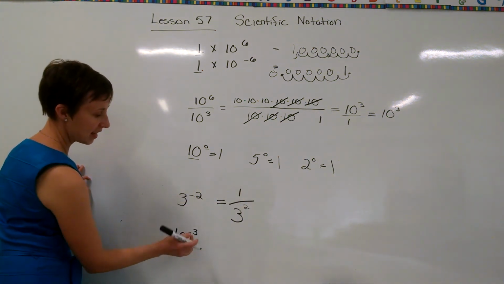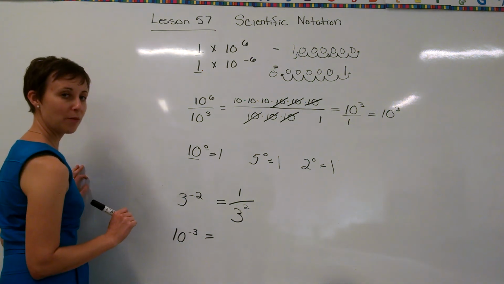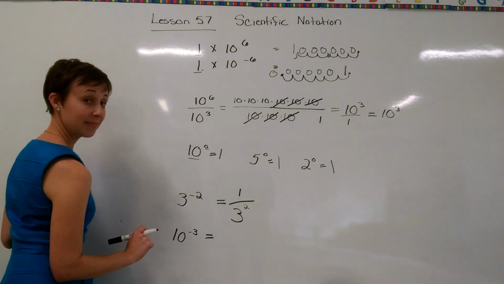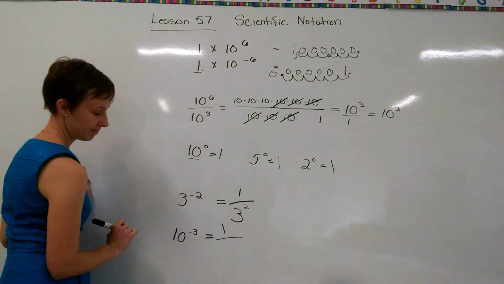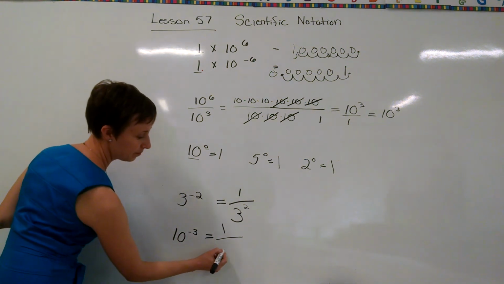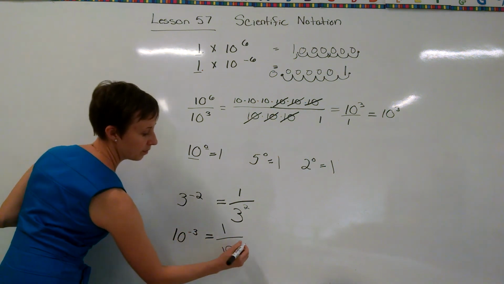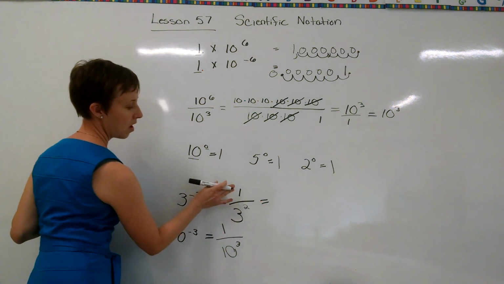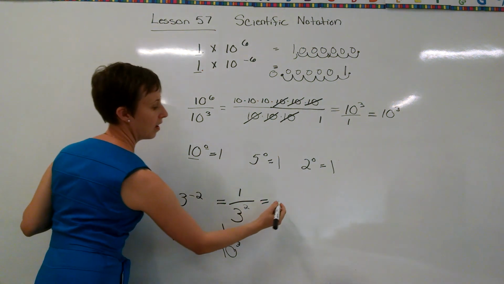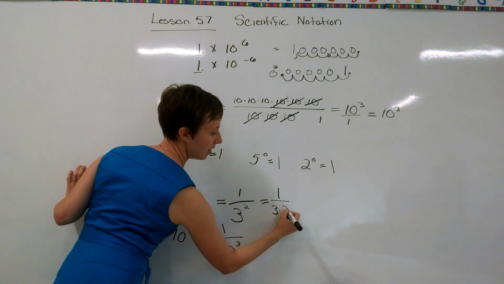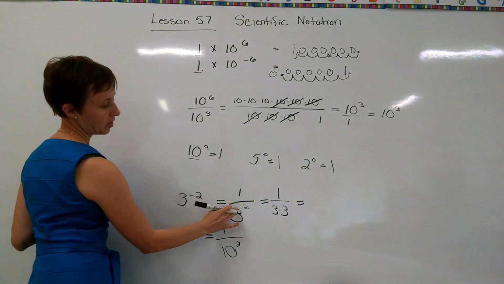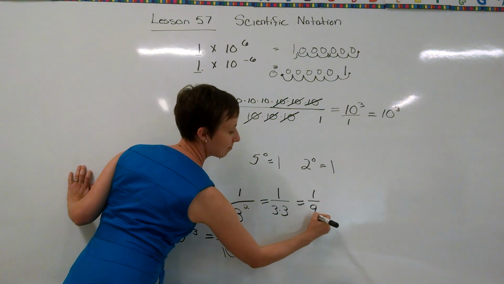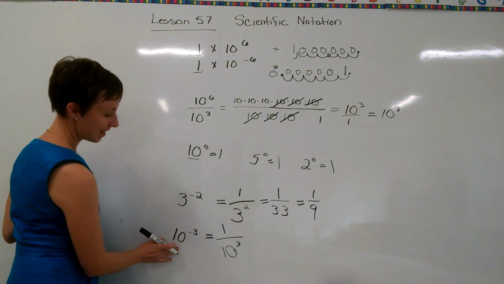Let's look at this one. 10 to the negative 3. Try it on your paper first. Make it into a fraction. It should have 1 on the top. On the bottom, it should have the same base, 10 to the third. No negative. Let's simplify these. 1 over 3 squared. I know that's the same as 1 over 3 times 3. 3 squared is 3 times itself twice, which is 3 times 3. 1 over 3 times 3 is 1/9. Well, that's much easier. Let's do the same thing here.